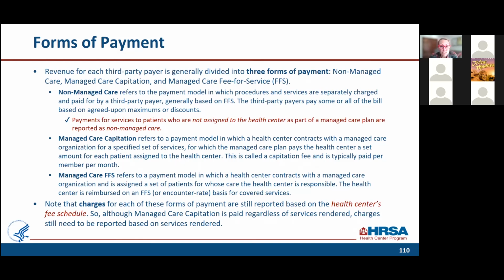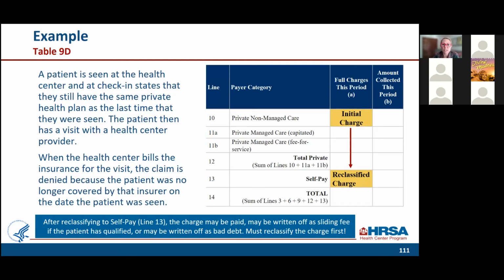Managed care fee-for-service refers to a payment model in which a health center contracts with a managed care organization and is assigned a set of patients for whose care the health center is responsible. The health center is reimbursed on a fee-for-service or encounter rate basis for covered services. Note that the charges for each of these forms of payment are still reported based on the health center's fee schedule. So, although managed care capitation is paid regardless of services rendered, charges still need to be reported based on the services rendered.